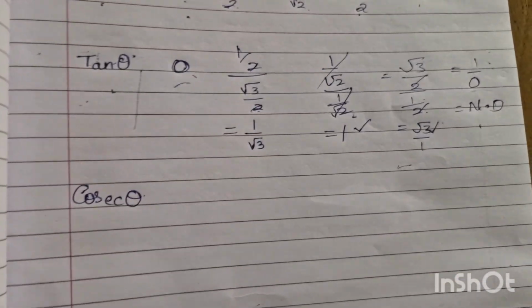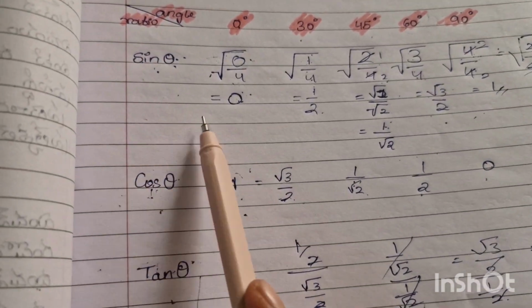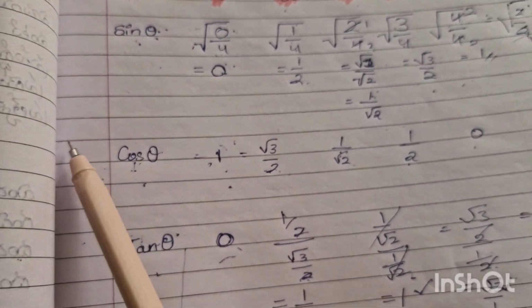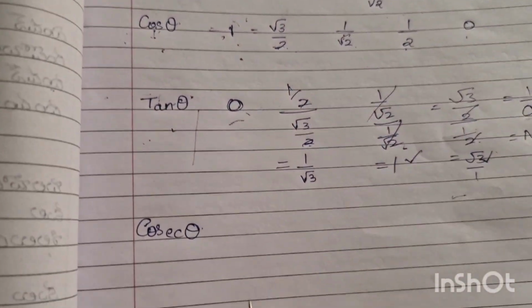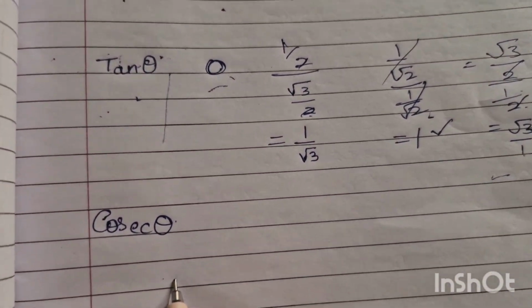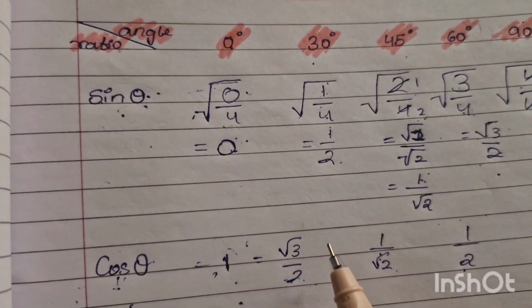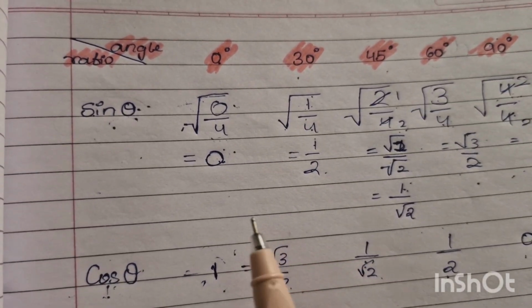Here cosecant theta is the reciprocal of sine theta. We have studied that in the earlier case. So here cosecant theta is the reciprocal of sine theta.